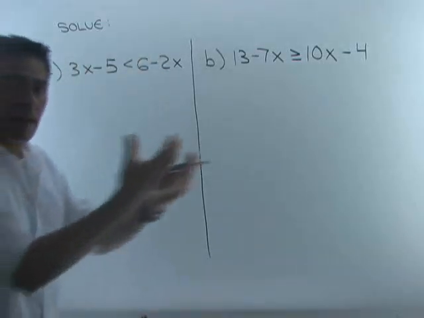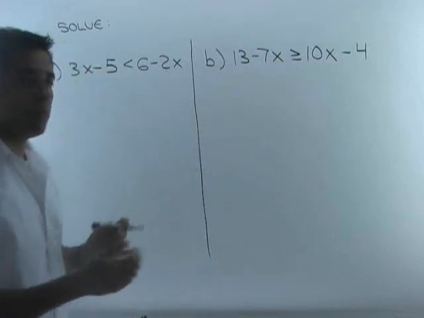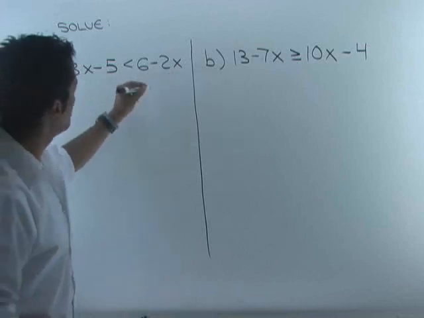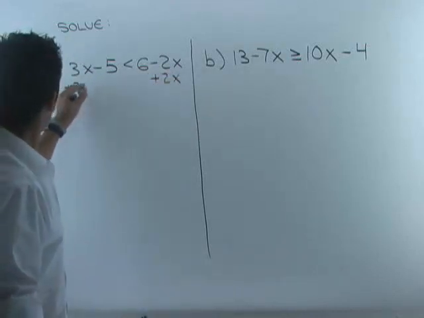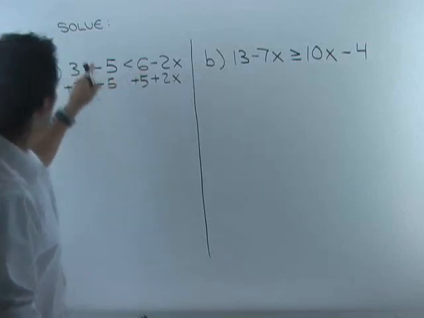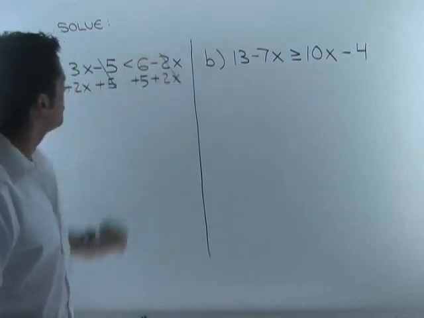What we're going to want to do is get x on one side of the inequality and then a number on the other side, just like we would do with an equation. So I have 3x over here, I have negative 2x here. I'm going to go ahead and add 2x to both sides. And I'm also going to add 5 to both sides because that will get rid of the number on this side. So the 5's go away here, the 2x's go away here.